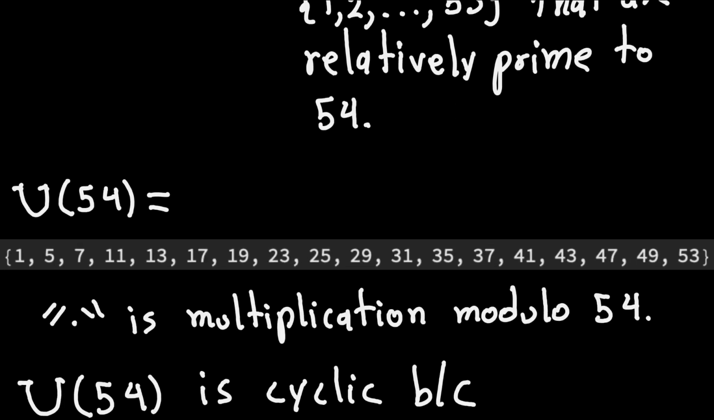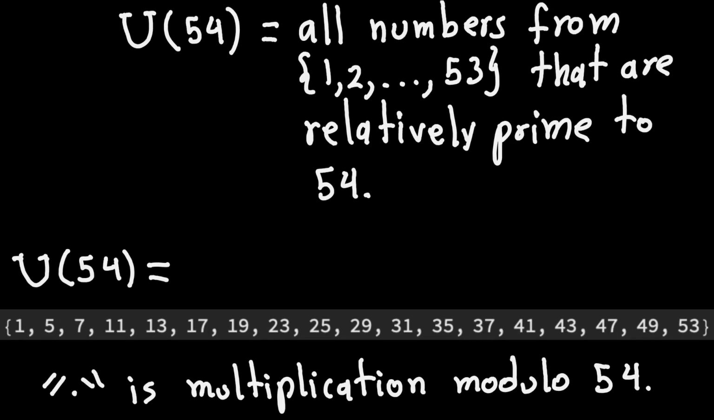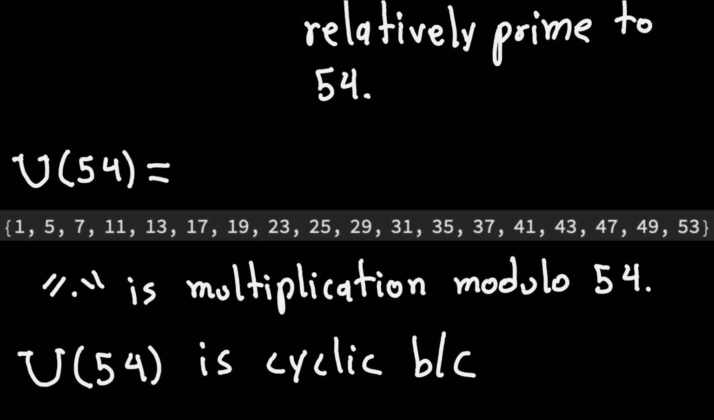Now, if you go and compute what those elements are, you're going to take the elements from this collection from 1 to 53, and you're going to select the ones that have no common factors with 54. If you do that, you're going to get this list here. So this is the list of all elements from 1 to 53 that have no common factors with 54. So 1, 5, 7, 11, and so on, all the ones that you see here.